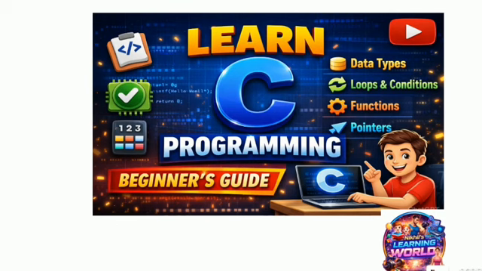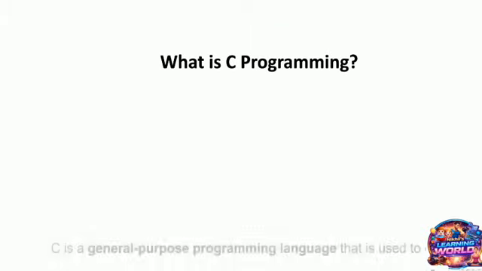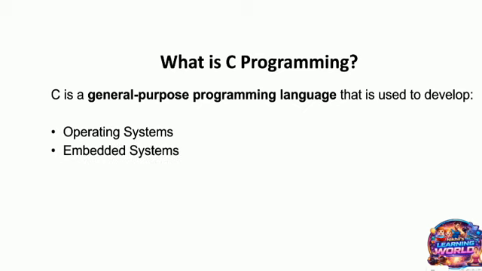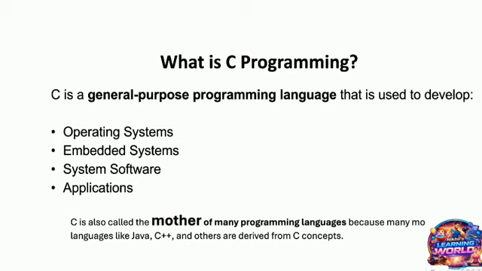In today's lecture, we will understand what C programming is and also learn about the history of C language. So friends, basically what is C programming? C is a general purpose programming language that is used to develop operating systems, embedded system software, and applications. It is also known for its speed, efficiency, and flexibility.